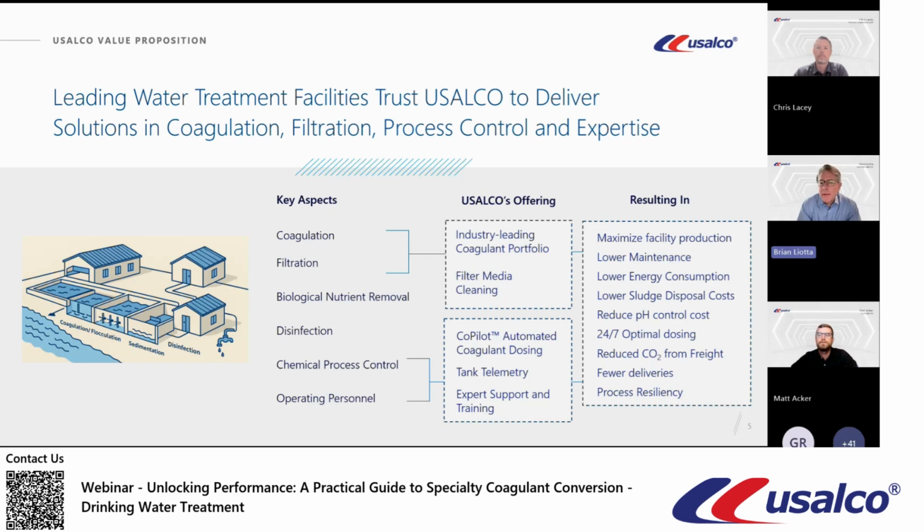So Usalco offers an industry-leading coagulant portfolio and services that improve filter performance. We can automate coagulant dosing, which is our Co-Pilot system, and we can provide expert support and training on-site and off-site, such as the Usalco Coagulant Academy, for example. So all of these offerings strive to maximize facility production, reduce maintenance and energy costs, lower sludge disposal and pH control expenses, and minimize carbon emissions, ultimately enhancing the resiliency and efficiency of the entire process.